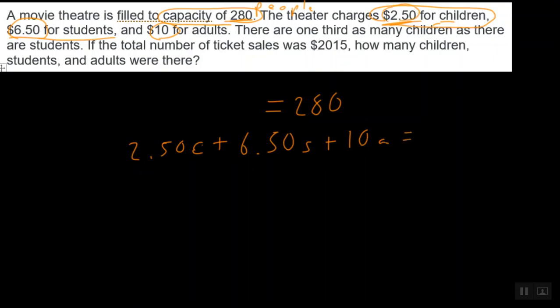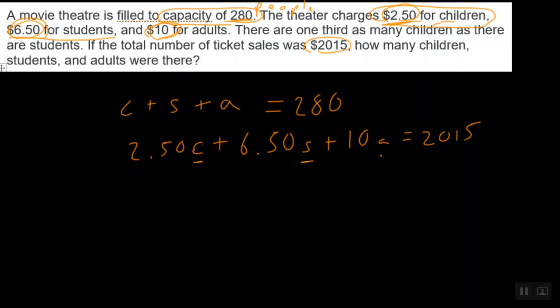Now notice we have dollars, dollars, dollars. Let your eyes scan, can you find another dollar amount? And hopefully you saw this $2015. Okay, so there's our second equation. And wait a second, here we actually have our first equation. Notice we have children, students, and adults, well, it's going to be some number of children plus some number of students plus some number of adults that will in fact give us 280.